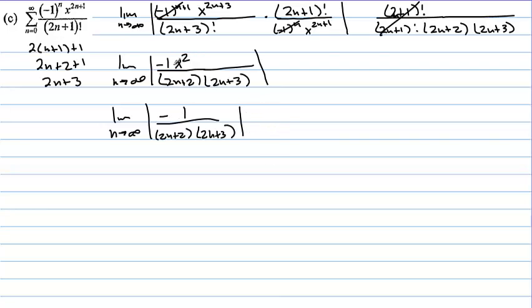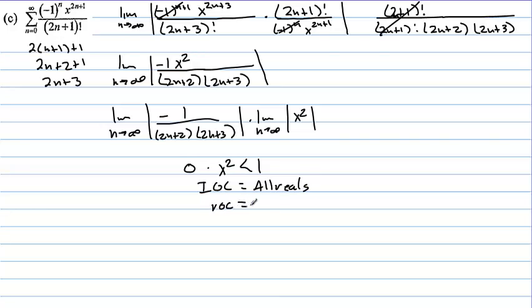And I can leave the negative 1 with the n's instead of the x's because I know that this is going to end up being 0. As the denominator goes to infinity, this fraction is going to 0. Then we have times the limit as n approaches infinity of the absolute value of x squared. Well, this is 0 times x squared needs to be less than 1, but since we have a 0 here, it doesn't matter what x value we pick. So the interval of convergence is all reals, and the radius of convergence is infinity.